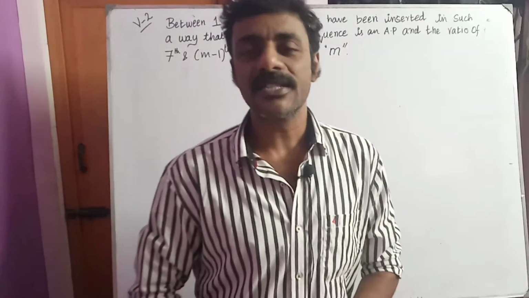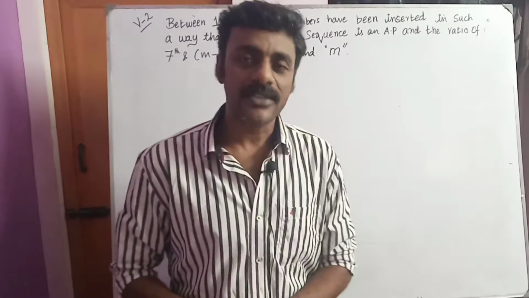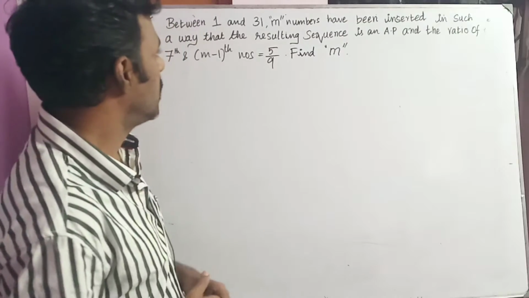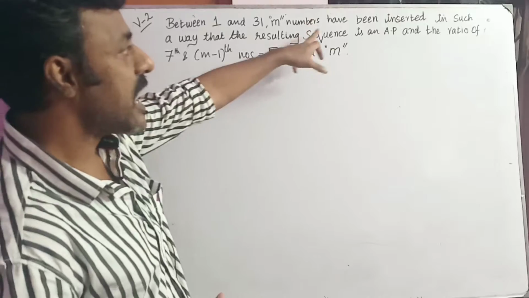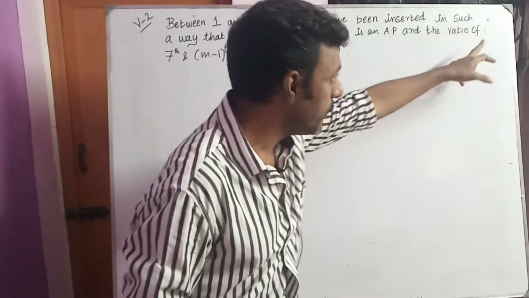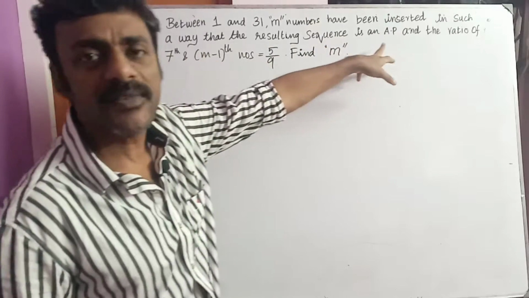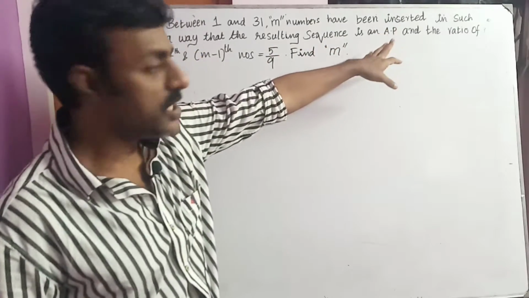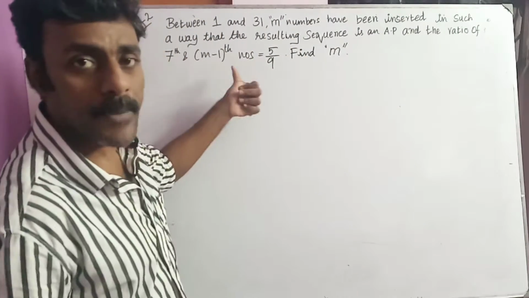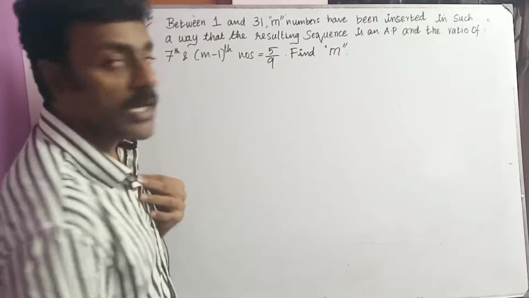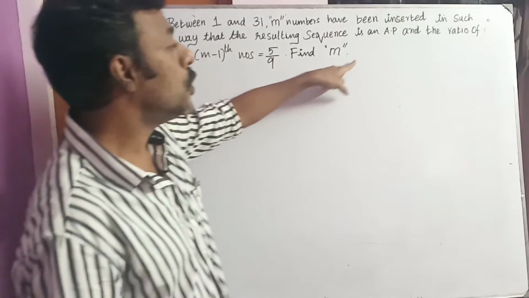Today we are going to discuss a new problem that is based on the topic sequence and series. Okay, so this is the problem. Between 1 and 31, m numbers have been inserted in such a way that the resulting sequence is an AP. AP stands for arithmetic progression. And the ratio of the 7th and (m minus 1)th numbers is equal to 5 by 9. Find the value of m.